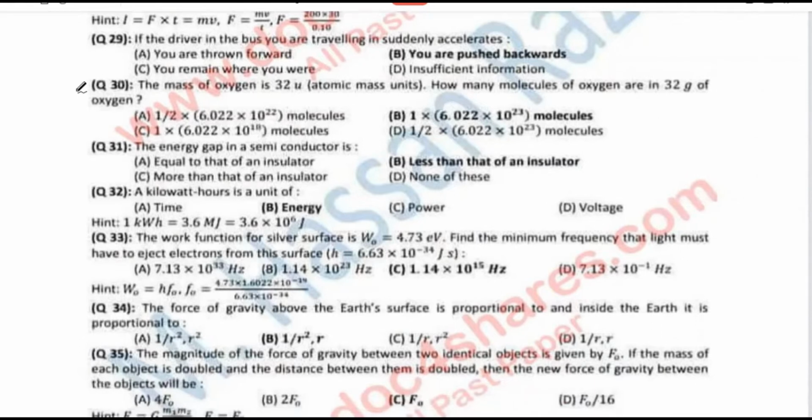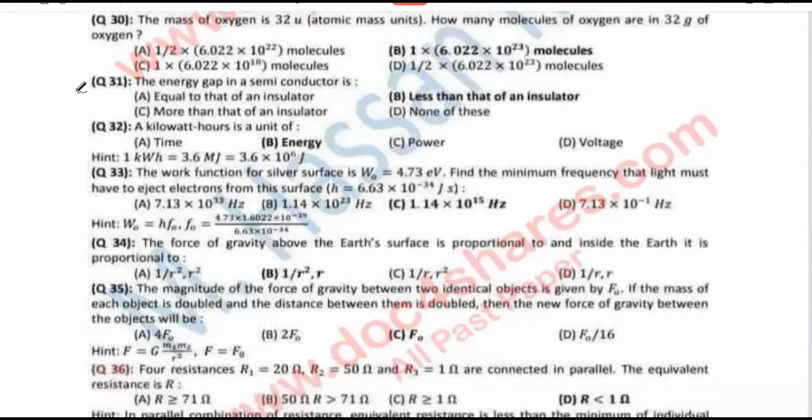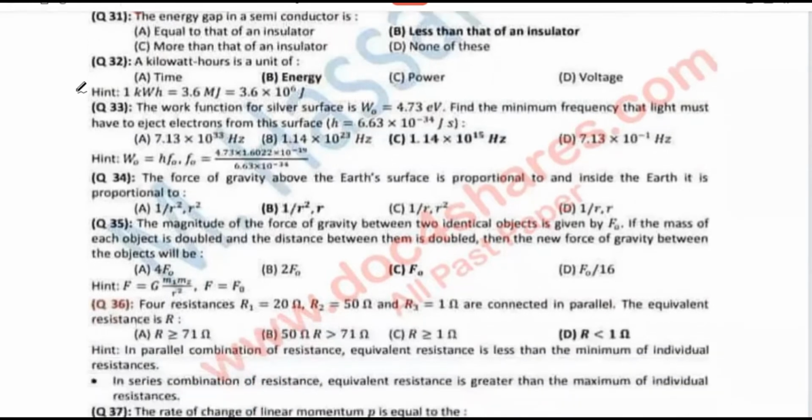34. The force of gravity above the Earth's surface is proportional to, and inside the Earth it is proportional to. So the answer is B, 1 over R square or R. So question number 35. The magnitude of the force of gravity between two identical objects is given by F naught. If the mass of each object is doubled and the distance between them is doubled, then the new force of gravity between the objects will be. So the answer is F naught, where you can find the answer. Hint is given there.